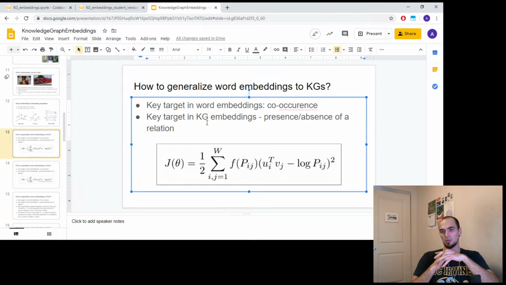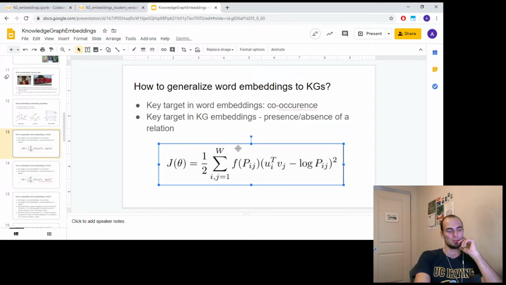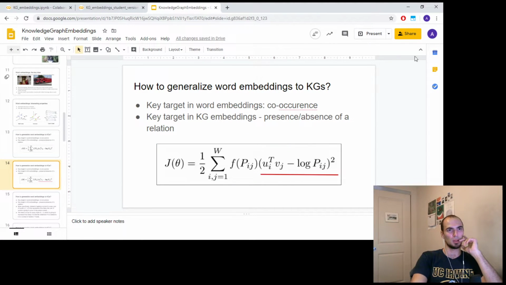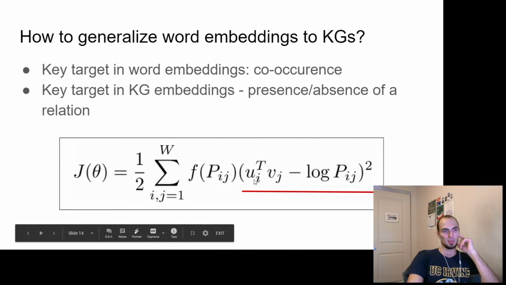Because essentially it is very easy to formalize, and here's the objective function from one of the famous word embedding models. This is the objective function for the GloVe embeddings. The key part of this function is underlined in red.